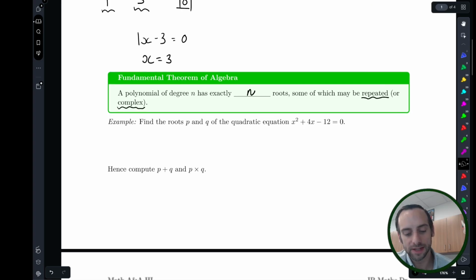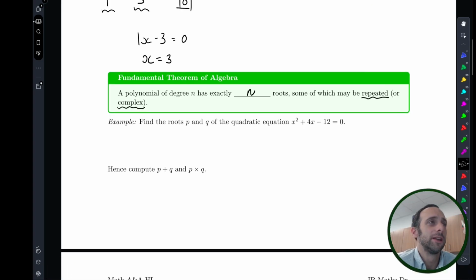Now, how does that help us? That helps us to know how many answers we need in each problem. Okay? So we'll start off with a nice easy quadratic here as we explore some interesting properties of polynomials.